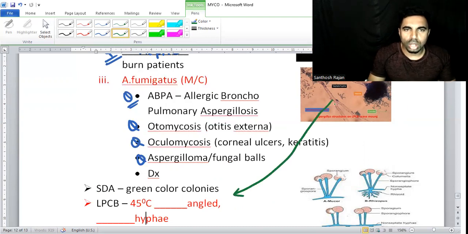The picture is a bit above. So how does it look? You see how it is? It is an acute angle, 45 degree, acute angle, an acute angle. And you can see what? Septae. You can see septae.